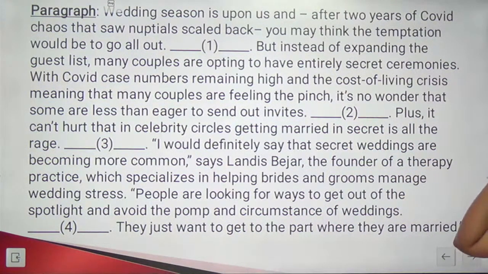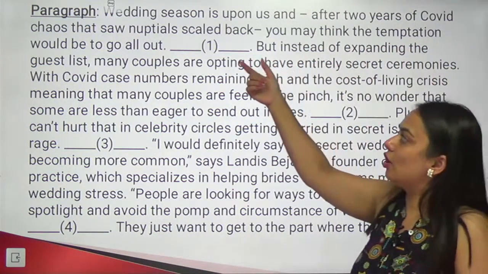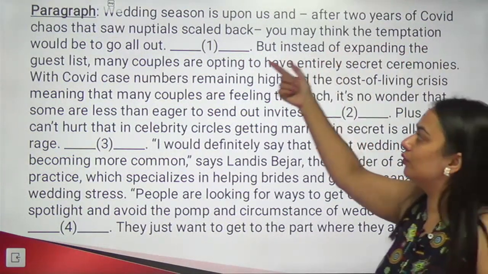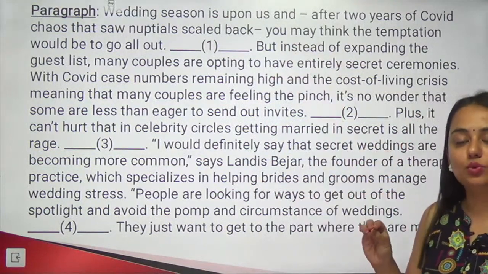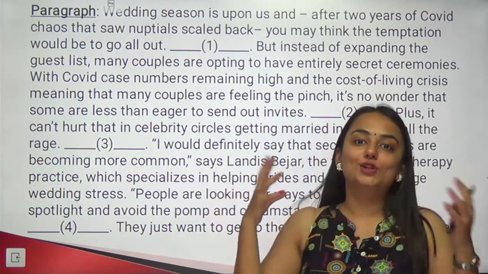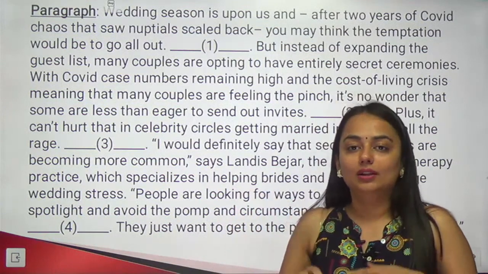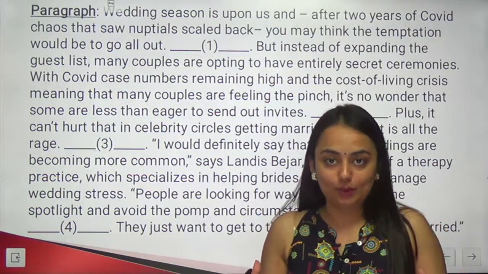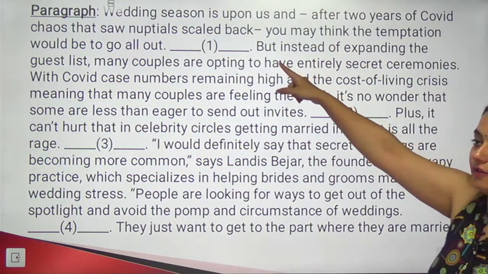So the paragraph starts: wedding season is upon us, and after 2 years of COVID chaos that saw nuptials scaled back, you may think the temptation would be to go all out. This is the perfect opening of the passage, which is saying that in COVID people were not able to have ostentatious weddings. So one would believe that after this COVID period is over, the couples, the parents and the families would be dying to have a lavish wedding, right? This is the usual expectation. Blank. So this is the first blank.